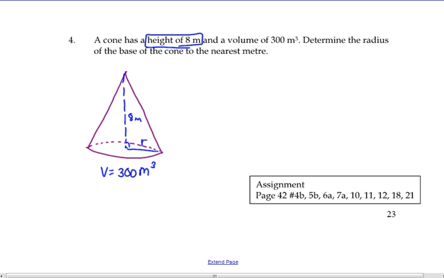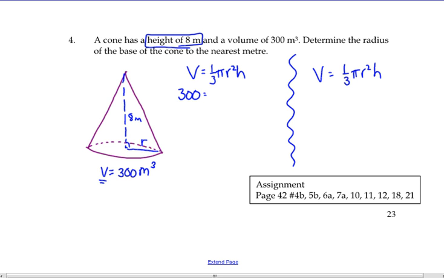So the first thing, they give me volume, meaning I need to write down the formula for volume. What's the formula for volume of a cone? One-third pi r squared times height. Okay, no matter what method you use, you have to sub in what you know. Do we know volume? Yeah, so 300 equals 1/3. Do we know r? No, r squared times, do we know the height? Yeah, it's 8.